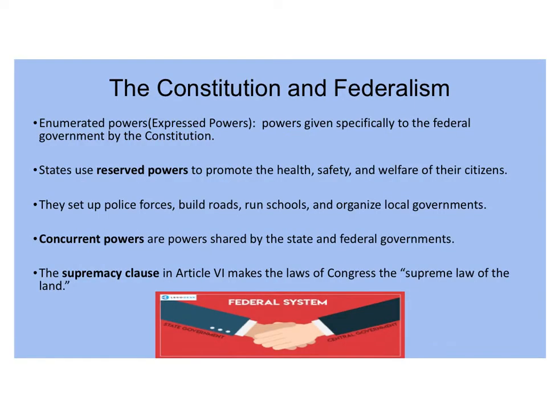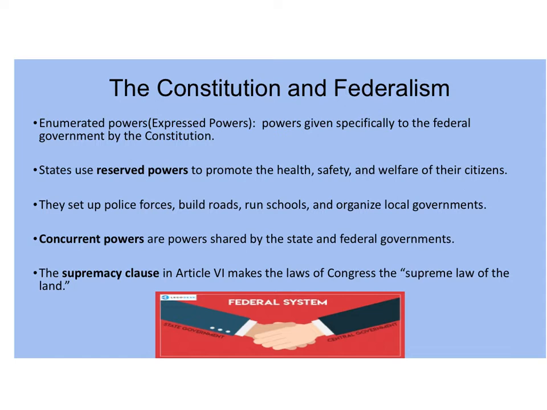Please write down the first bullet, enumerated powers, express powers, powers given specifically to the federal government by the Constitution. Please write down concurrent powers, which are powers shared by the state and federal governments. And finally, please write down the Supremacy Clause in Article 6 makes the laws of Congress the supreme law of the land.